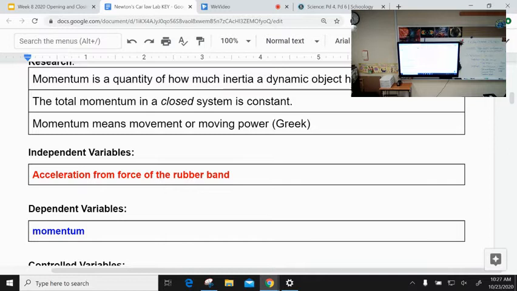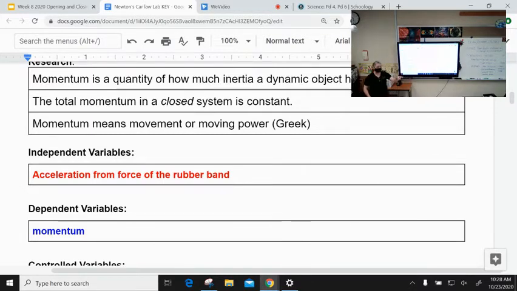Your dependent variable, the thing you're going to be measuring, is how much momentum it has. How far does it actually end up going? So when you are done, you're going to end up with, hopefully, a graph that has 2 lines that more or less go like this. They might kind of creep down, but they should definitely both have a positive correlation. Meaning the longer you make your rubber band, the more force and the more momentum your car had.